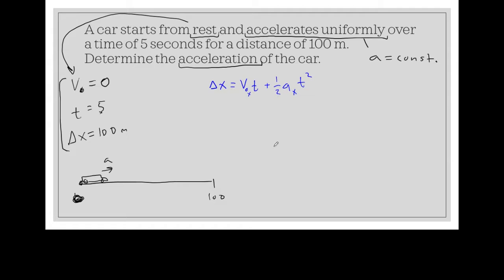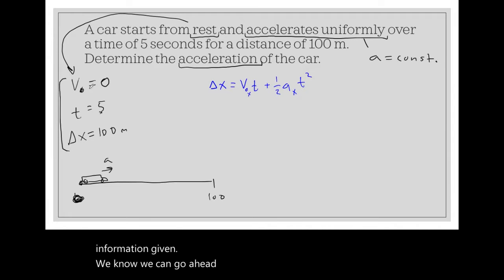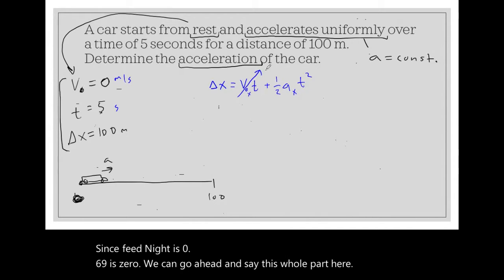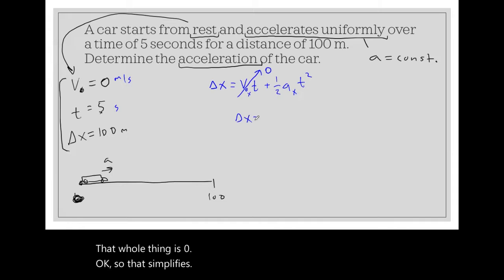All right. So this is the equation we're going to use. Looking at the information given, since v naught is 0, we can say that this whole part here is 0. So that simplifies the equation a little bit.